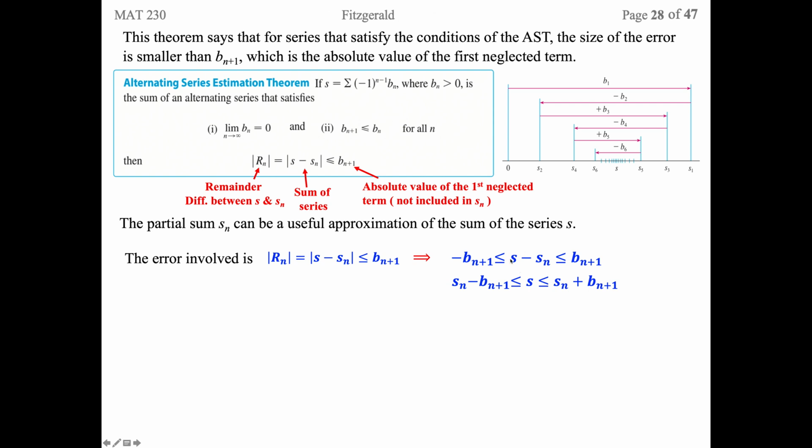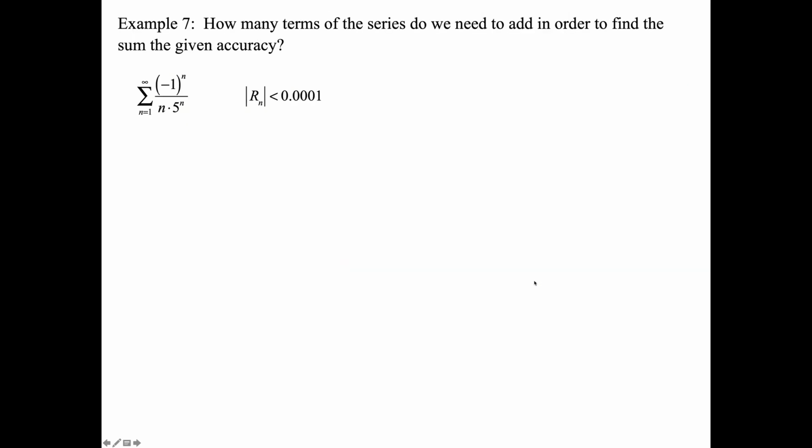All right, so to solve for S, we add the S sub n to both sides, and this will give us a good idea of where our sum is going to be at. All right, so here's an example. How many terms of the series do we need to add in order to find the sum to the given accuracy? So here's my error, 0.0001. So I want my error to have 4 zeros in it.